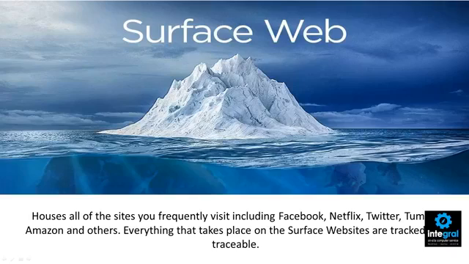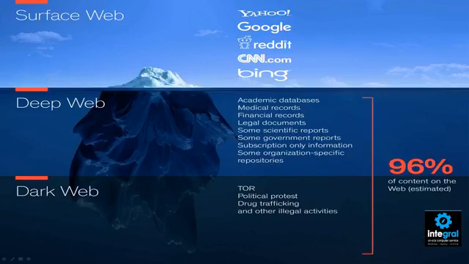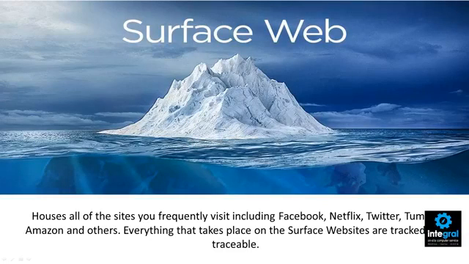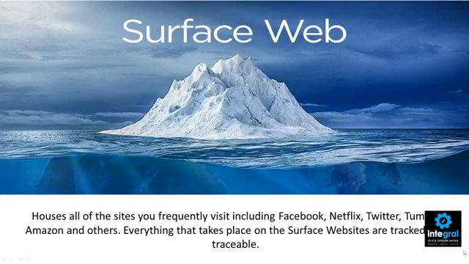So let's break it down a little bit more again. So there's the surface web, and it's kind of like the tip of the iceberg. And let's see if we can roll back. This kind of gives you an idea of how the internet is. So what you see on the surface or the main sites of the internet is not everything that is on the internet. So let's go back to the surface web. Surface web, again, hosts all of your favorite sites, such as Facebook, Netflix, Twitter, Tumblr, Amazon, and others. And most things that take place on the surface web can be tracked by your ISP or by other organizations. So the surface web is what we're all using right now.